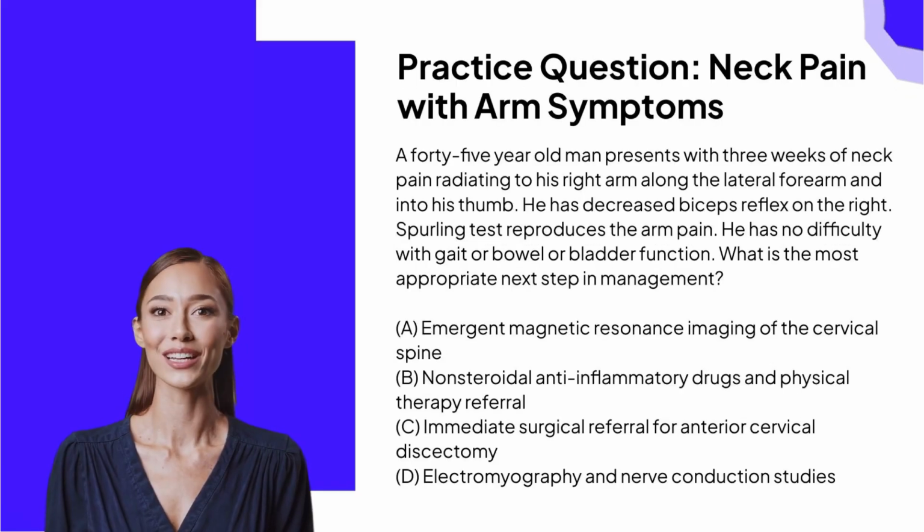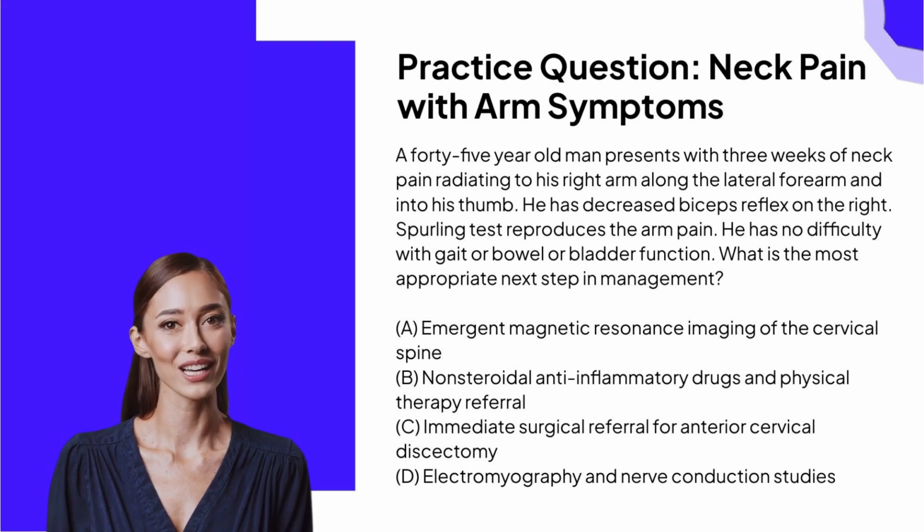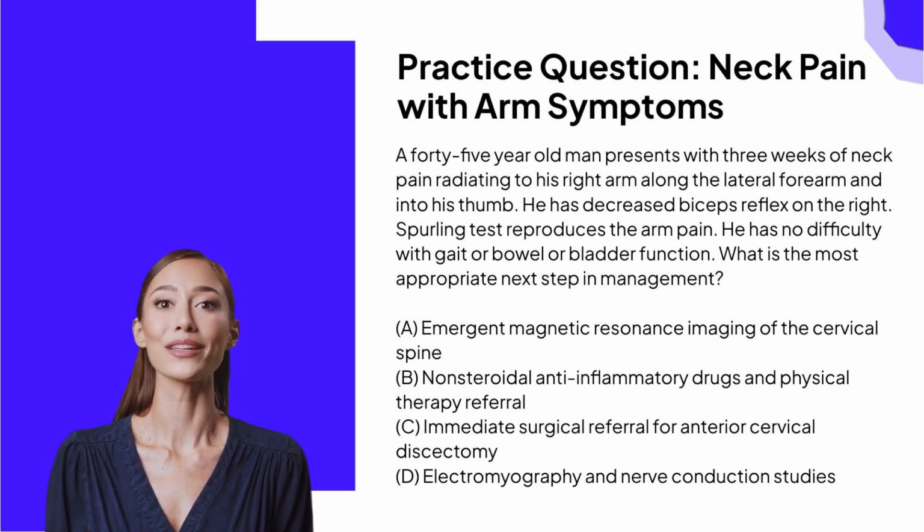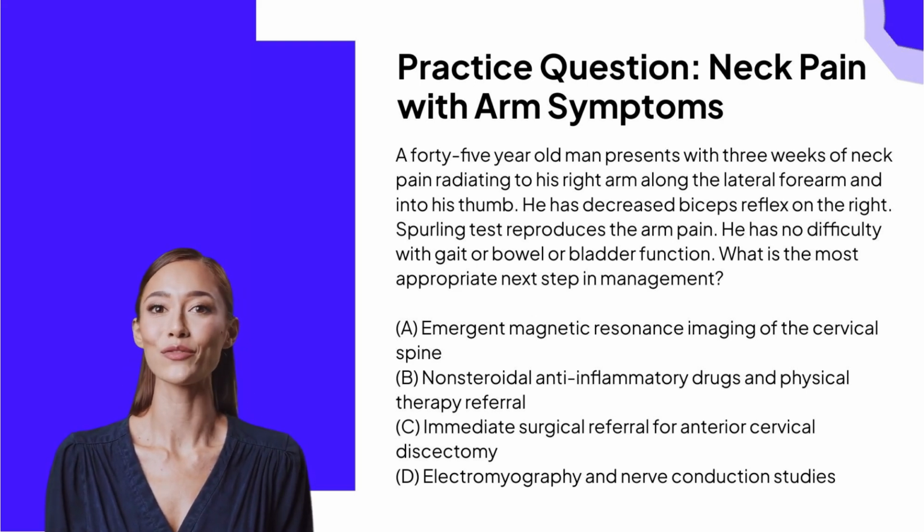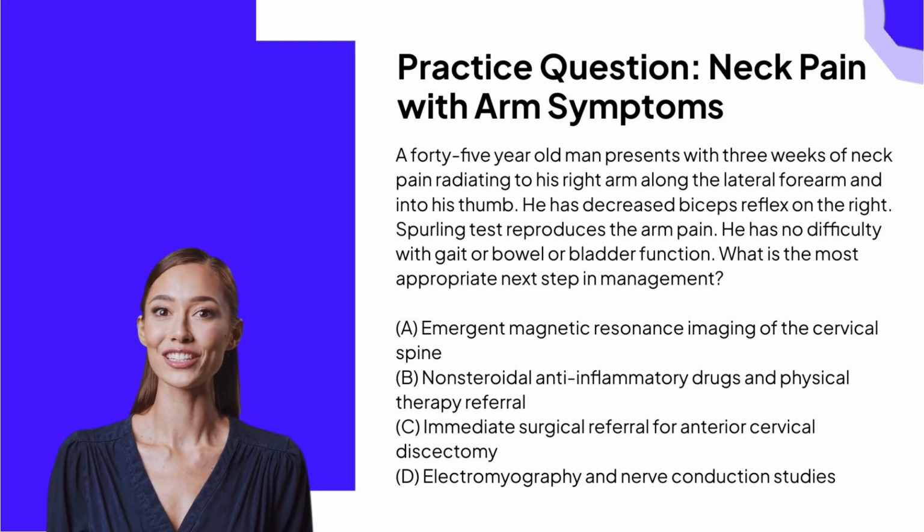Here is our third practice question. A 45-year-old man presents with 3 weeks of neck pain radiating to his right arm, along the lateral forearm and into his thumb. He has a decreased biceps reflex on the right. The Spurling test reproduces the arm pain. He has no difficulty with gait or bowel or bladder function. What is the most appropriate next step in management?